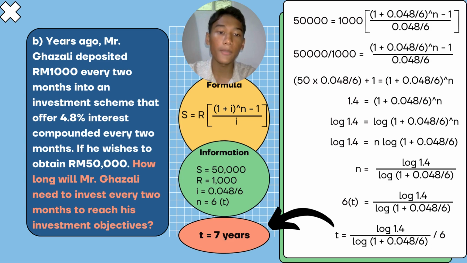And we also know that n is equal to 6 times t, so we change the n to 6 times t. Then from this, we can move the 6 to the right so we can get the t alone, because for this question we need to find the term t. So we will get t equals log 1.4 over log (1 plus 0.048 divided by 6), and then divide by 6. So from this, we can get the term, which is t equals 7 years. And that's how we get the answer.